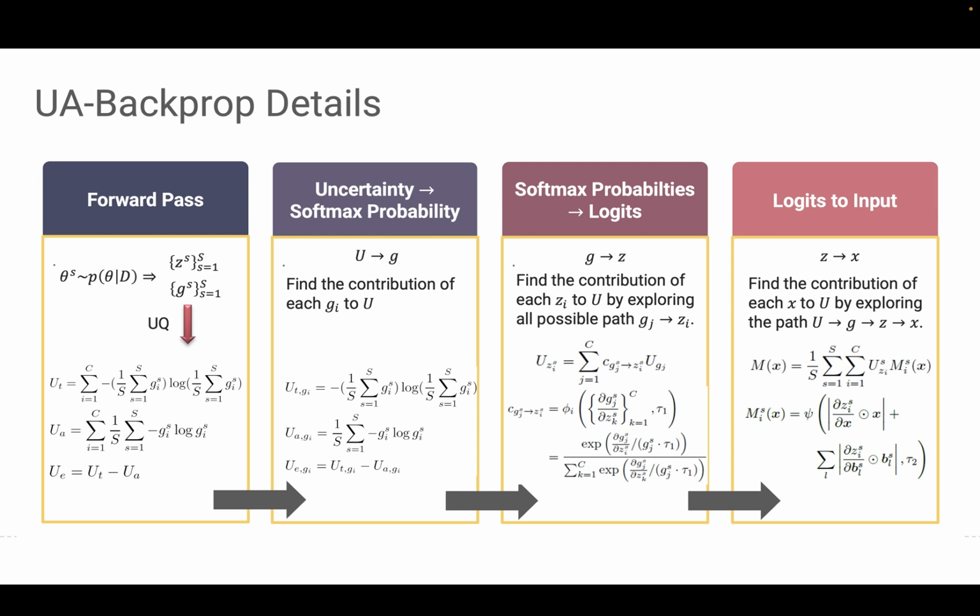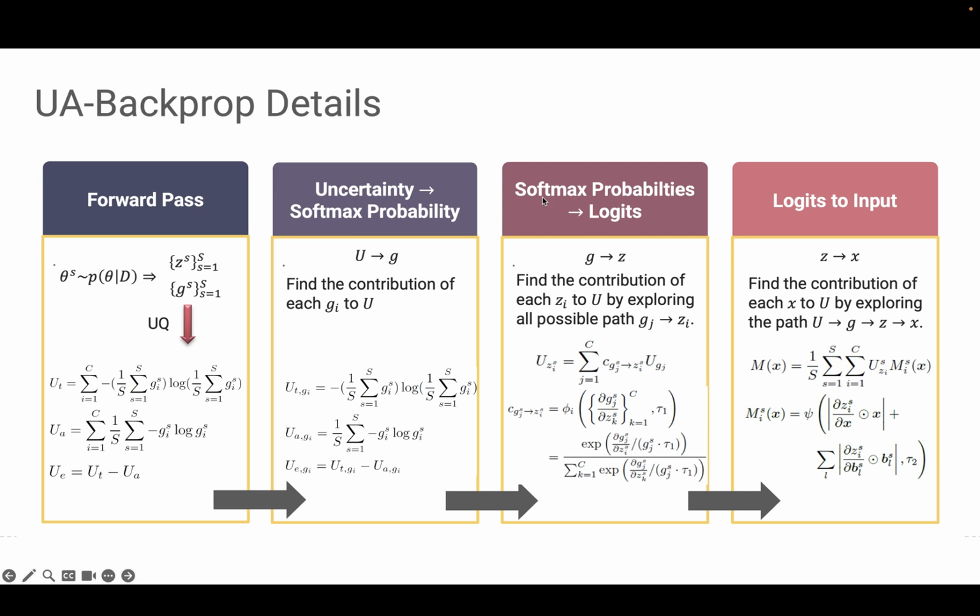Once we have the uncertainty, we do a back pass from the uncertainty to the softmax probability. The goal of this step is to find the contribution of each G_j, each softmax probability, to the uncertainty. Based on the linear relationship here, each individual contribution can be easily obtained.